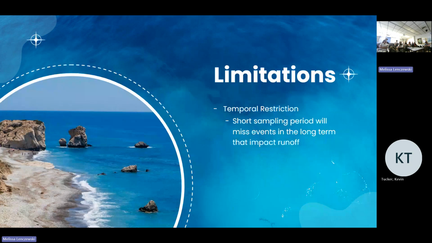And then some limitations here. Because of the short period of time that we'll be sampling, we'll be missing any temporal relationships, like seasonal changes, or storms or anything that can affect the runoff or the mixing that's going on within the water. So just to acknowledge that.